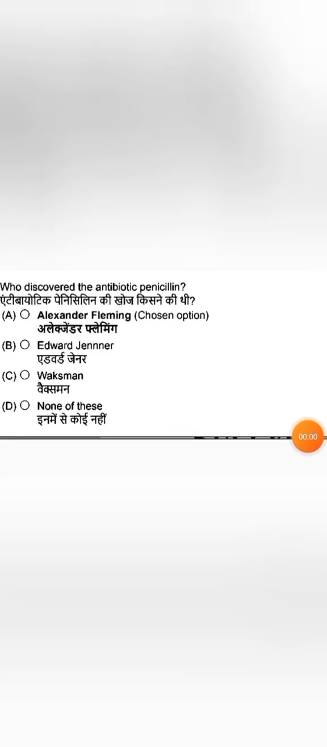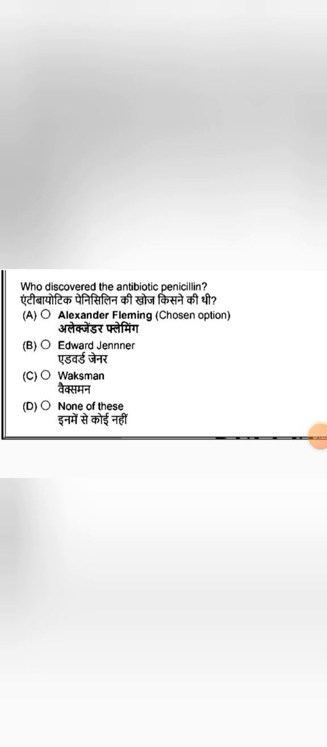Who discovered antibiotic penicillin? Options: option A, Alexander Fleming; option B, Edward Jenner; option C, Waksman; option D, none of this. Who discovered antibiotic penicillin? And the correct answer is Alexander Fleming. Option A is the correct answer.